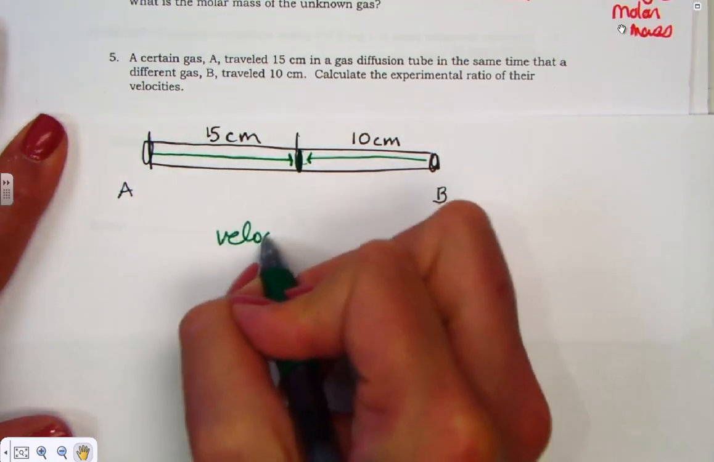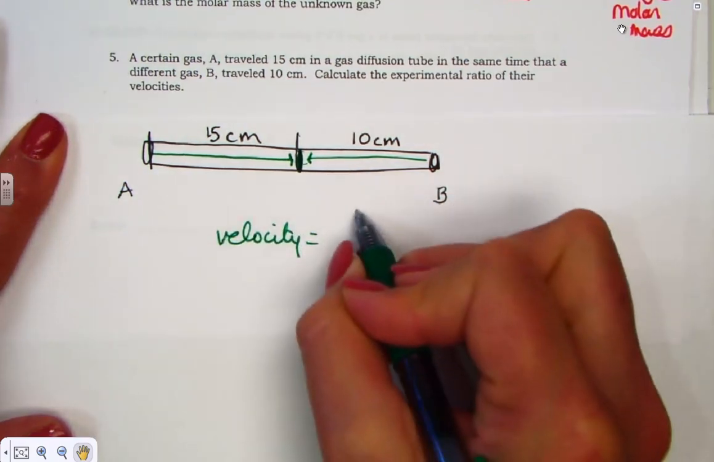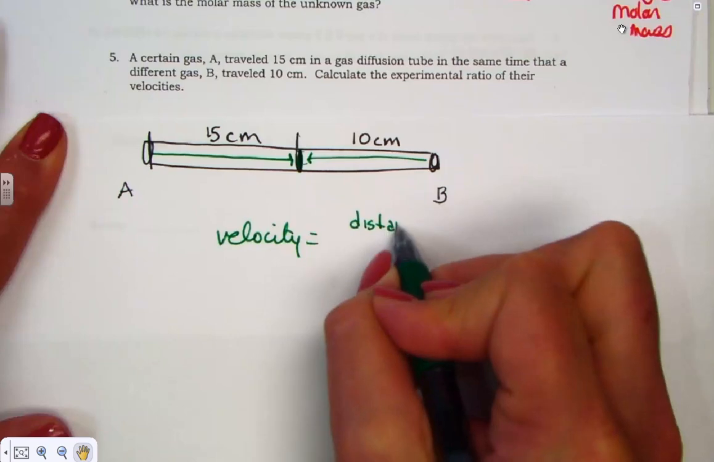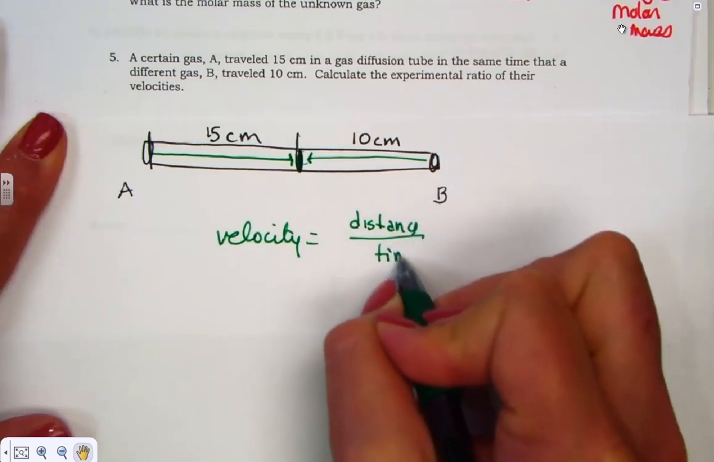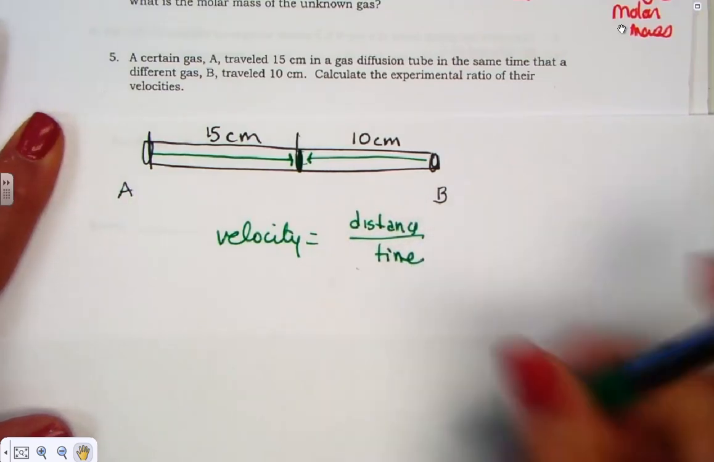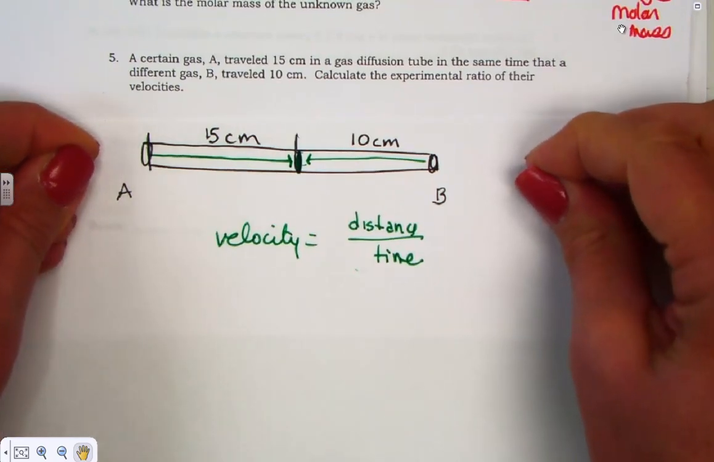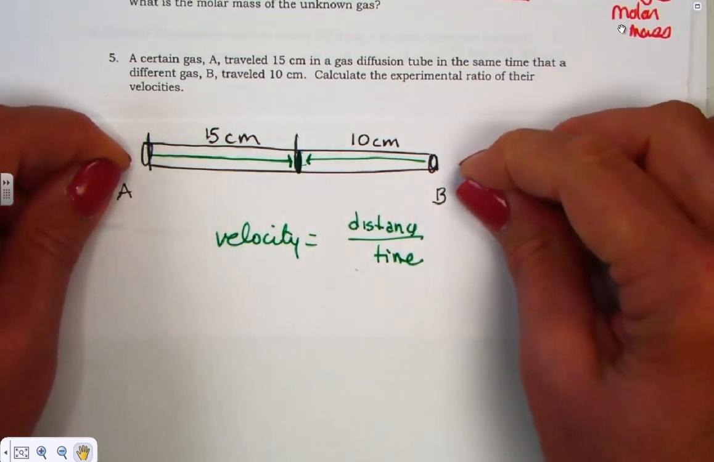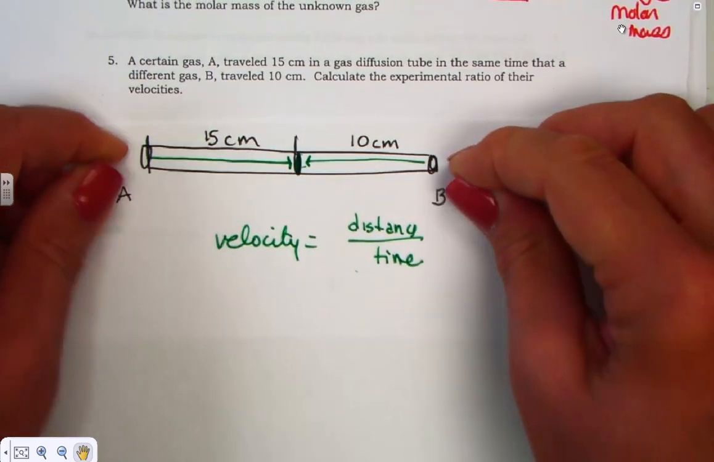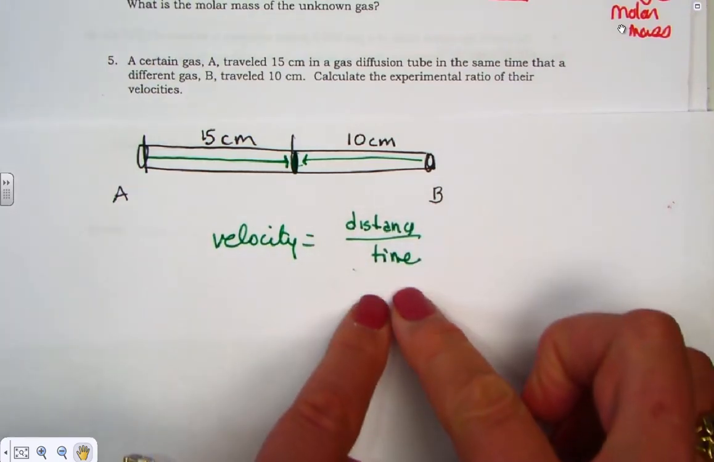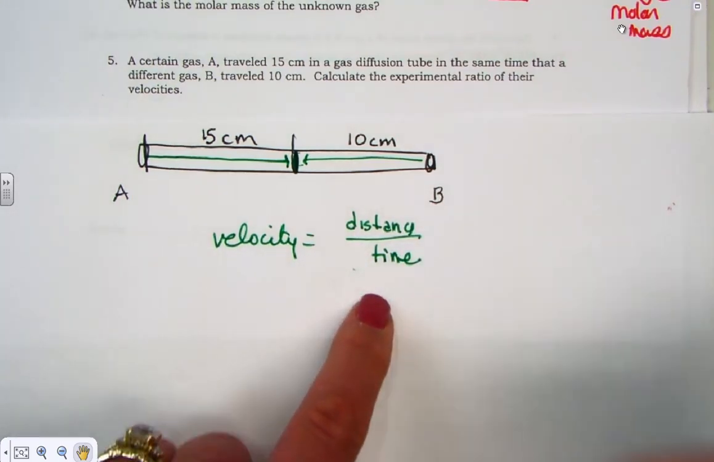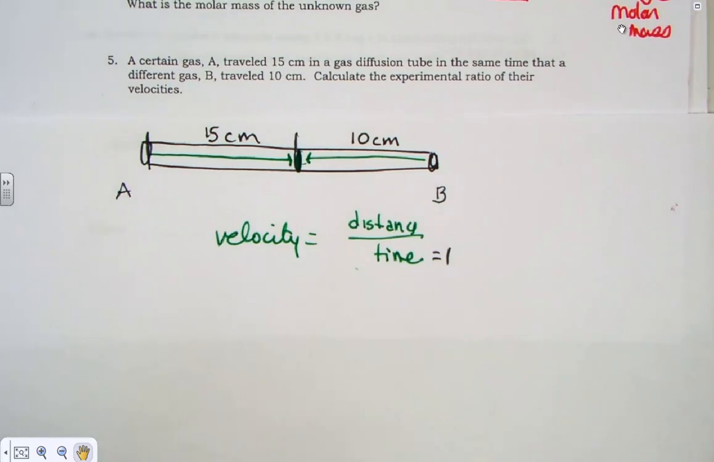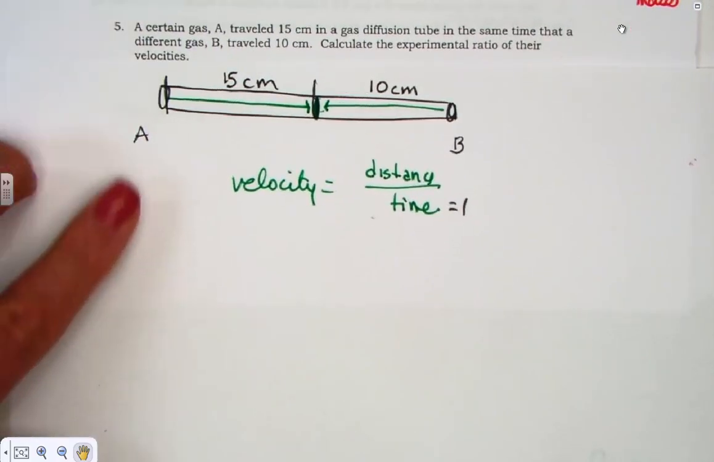If velocity is defined as distance over time, time is held constant. We said on your mark, get set, go! And we introduced A and B into this diffusion tube at exactly the same time. So time is the constant. Let's just call it 1. Any number works because it's the same time. Here's what we now know.